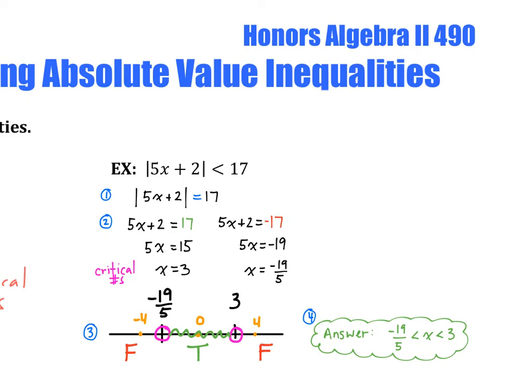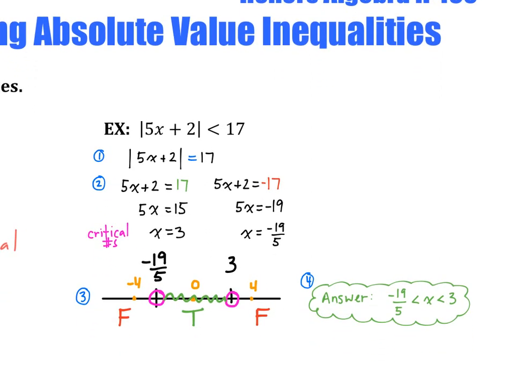Okay, how'd you do? So step 1, we make it an equation. Step 2, we solve that equation for our critical numbers. You should have gotten x equals 3 and x equals 19/5 for your critical numbers. Now we test our number line and we graph. This time, because it's less than, I'm going to have open circles at my critical numbers. When I test my 3 different regions, I find that it is false on the outside regions, but true in the middle. So I shaded in between.